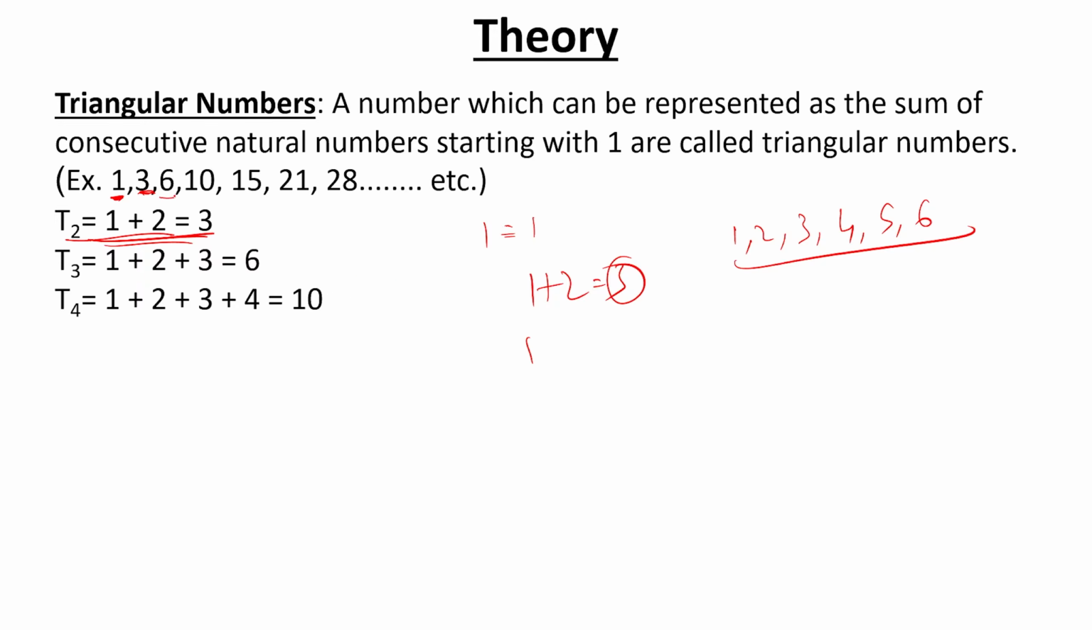3 is a triangular number, and why is 6 a triangular number? 1 plus 2 plus 3. 1 plus 2, 3, 3 plus 3, 6. That's right. And 10, why is 10 a triangular number? 1 plus 2 plus 3 plus 4. 1 plus 2, 3, 3 plus 3, 6, 6 plus 4 is equal to 10. That's why 10 is a triangular number.